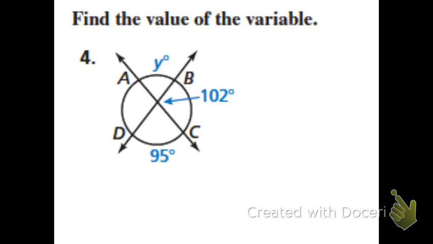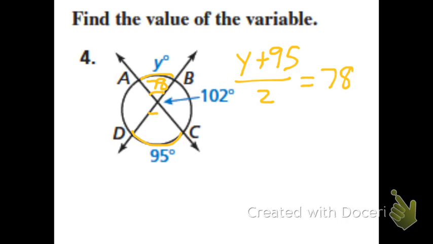Well, we know that these two angles form a linear pair, so if that angle is 102, this angle right here is going to be 78. So that tells us that these two arcs averaged together should equal 78. So y plus 95 divided by 2 should equal 78.